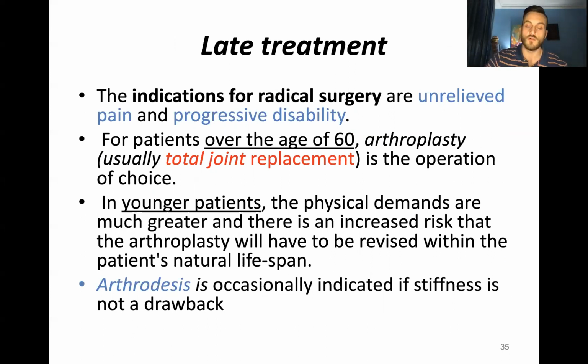That's why we go for joint replacement, like total knee replacement. In younger patients, sometimes you go for arthrodesis. Arthrodesis is to fix the joint, no more joint. We go in, we debride the cartilage, we put the bone on bone and plate it. So there is no more joint. And we usually put the joint in the position of function.